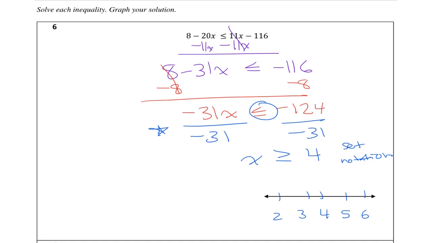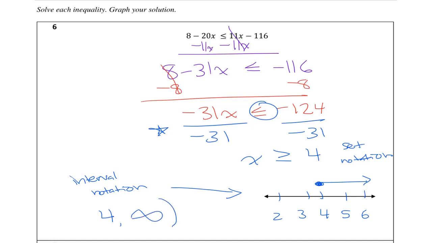That symbol's telling me it's going to be a closed dot. My arrow is going to point to the right because these are the numbers greater than 4. And if I want to do interval notation, I could help myself by looking at the graph. The graph starts at 4 and moves until it gets to positive infinity. Infinity will always use a parenthesis because it never reaches infinity, but 4 will get a bracket because of that closed dot. That is part of my solution.